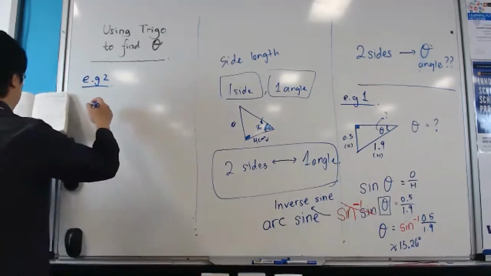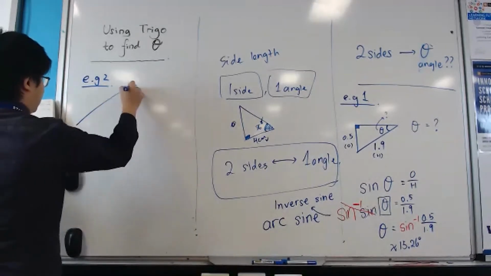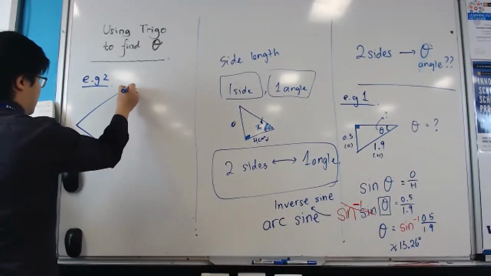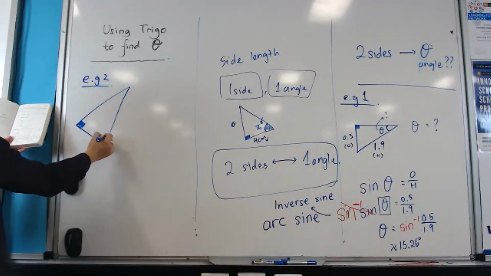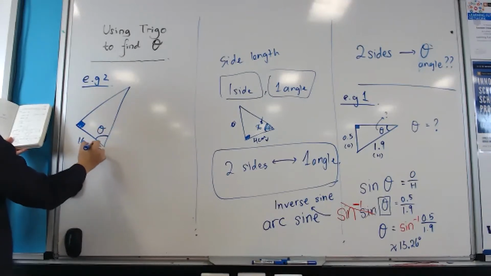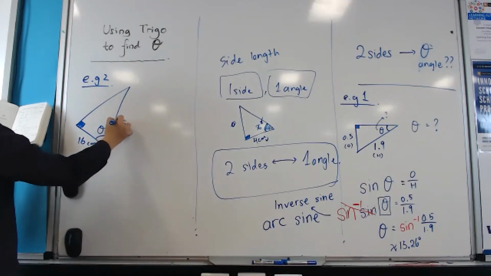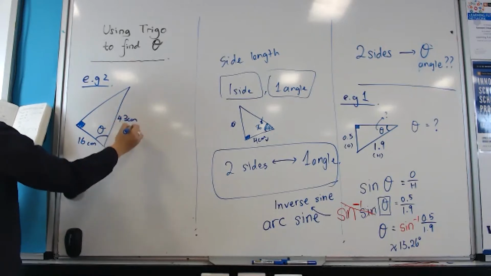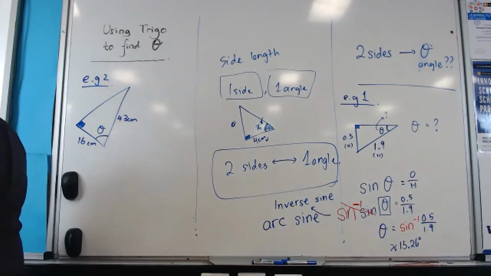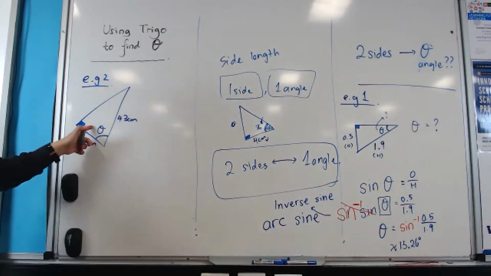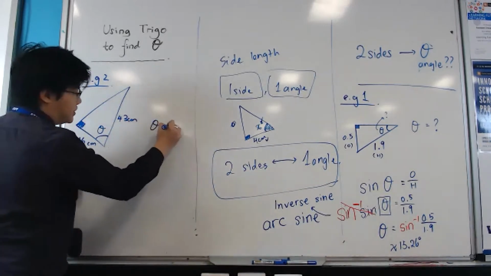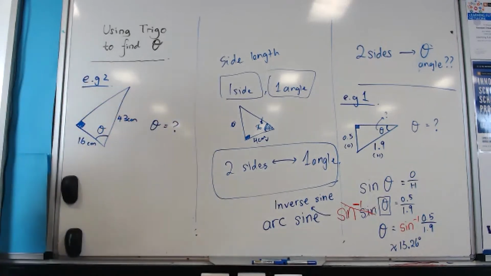All right, now example number 2. What I'd like you to do is to draw a right angle triangle. So theta, and then you have 16 centimeters and 43 centimeters. Now, what should you do to find theta? What is the reference angle?